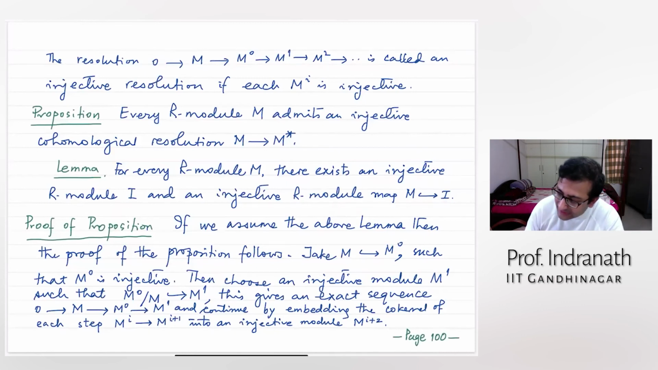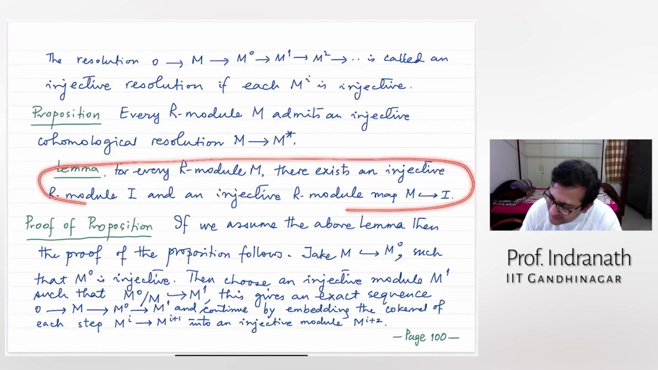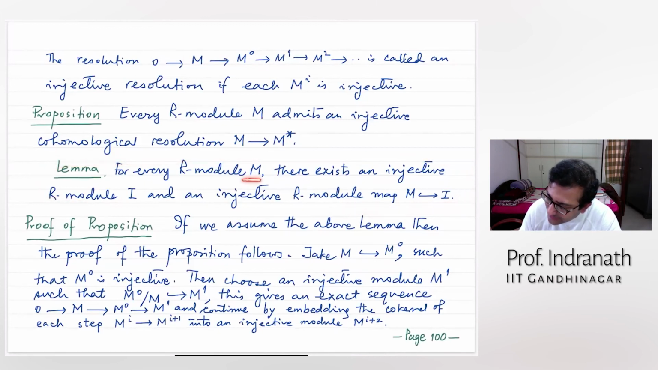Now this is pretty serious. What this lemma says is that any R-module M can be put inside an injective R-module. You would require some transfinite induction, Zorn's lemma here. But if you assume that, then it is easy to prove, because what you basically need is this exact sequence. So you will start with this.